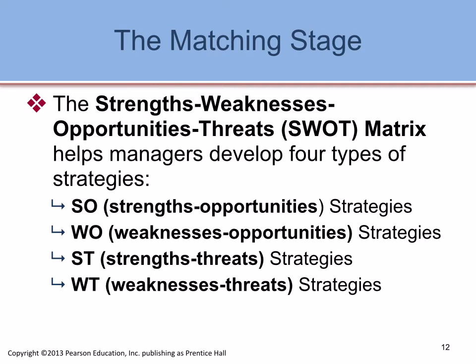After listing all of these factors, we devise a strategy for each of these situations: SO, WO, ST, and WT. Please make sure to remember or study what these strategies stand for. SO stands for strengths and opportunities. WO stands for weaknesses and opportunities. ST stands for strengths and threats. And WT stands for weaknesses and threats.